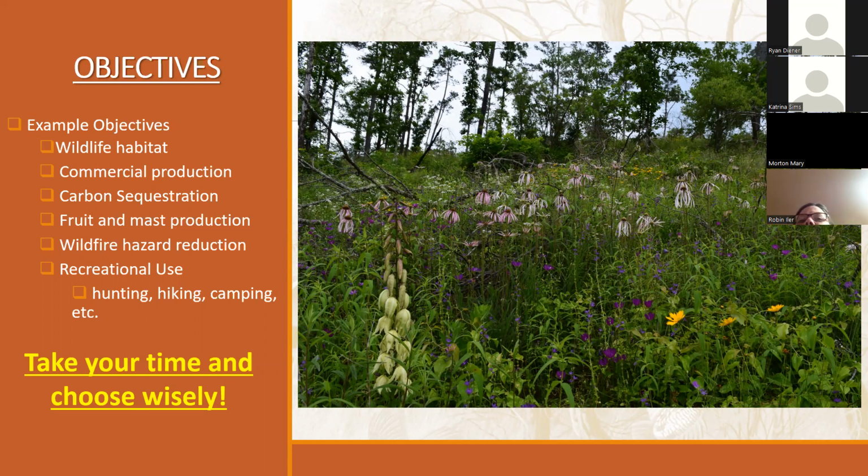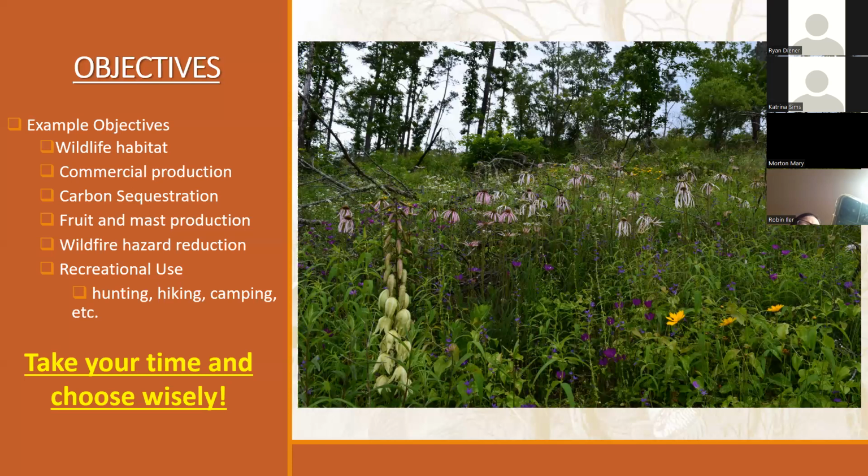So, trees typically take decades to grow. So if we make a mistake, then it's going to take decades to fix that mistake. So really take your time, decide exactly what you want from the land, and then go from there. Some of these common objectives include wildlife habitat and commercial production, which we're really not going to go into too much detail on the commercial side of forest management during this. We're really going to focus more on managing for wildlife and for forest health.